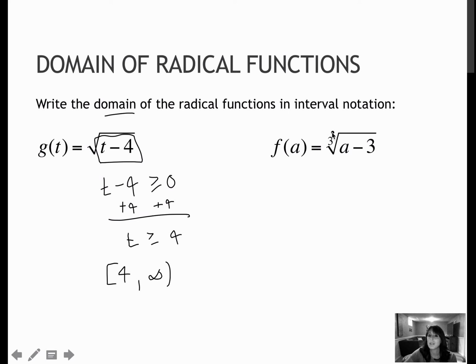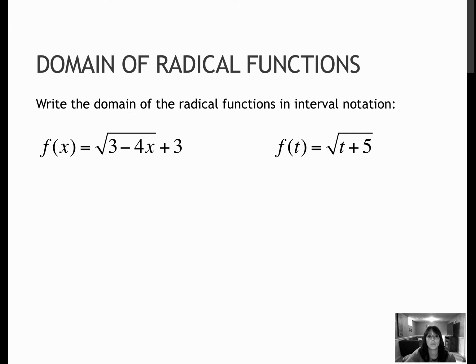Now this one's a little bit different because this is a third root, and we all know that we can take the cubed root of a negative value, or we can take the cubed root of a positive value. So when I have an odd root like this, I can have any values from negative infinity to positive infinity. Any value that I put in there is going to work just fine because it's an odd root. So it's really those even indexes that you have to worry about.